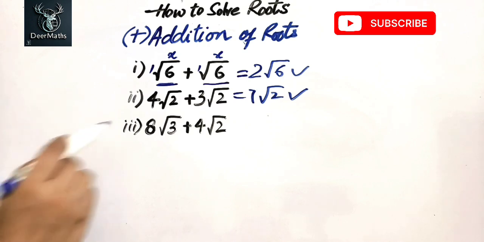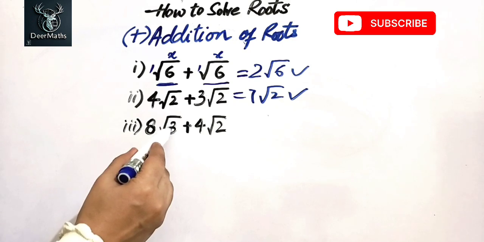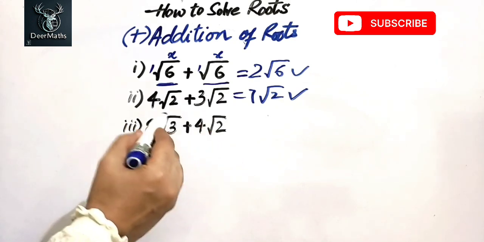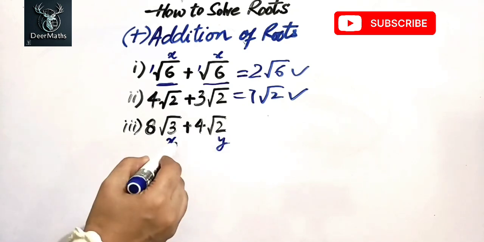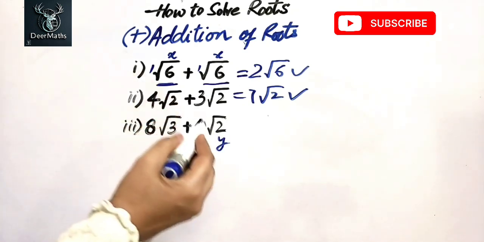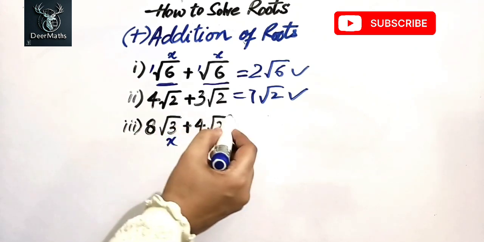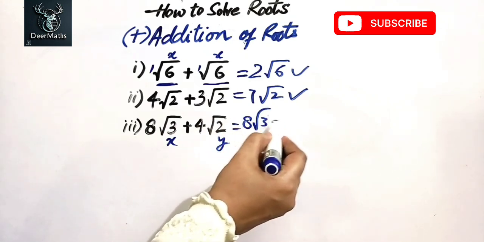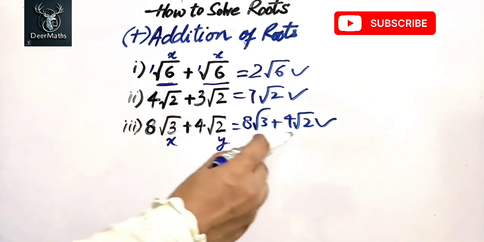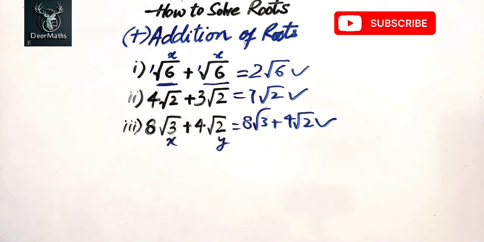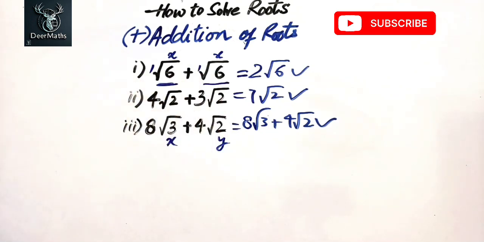Okay, so simple. Now if we have different values in the roots, like under root 3 and here under root 2, the variables are different now, just like if this is x and this is y. We can't add different variables in algebra, just like in roots we can't add different root values. So 8 under root 3 plus 4 under root 2 stays the same. We can't add these roots. Now the addition of roots is complete, and now how can we subtract the roots?